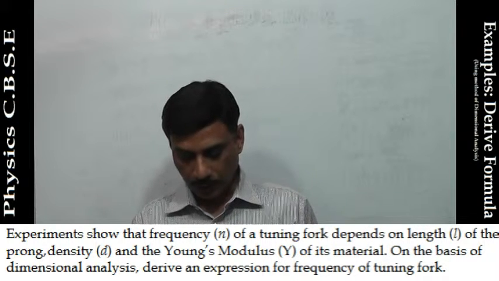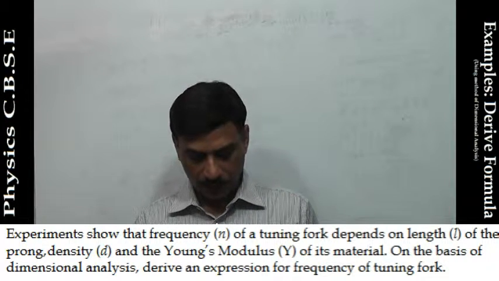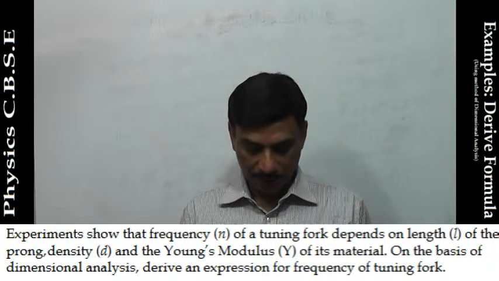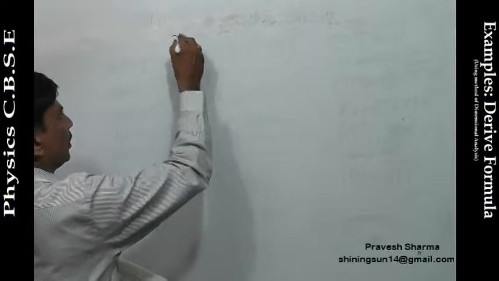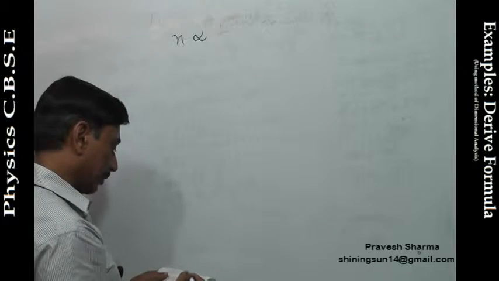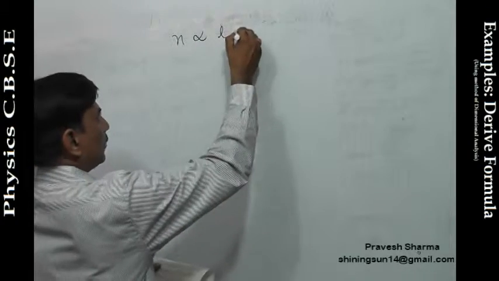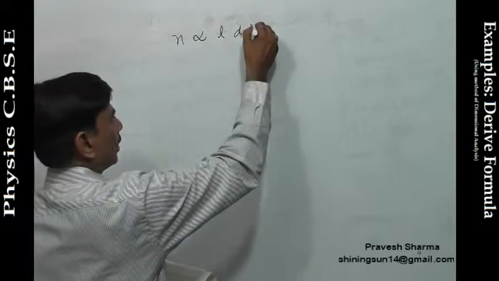The frequency n of a tuning fork depends on the length L of the fork, the density D, and Young's modulus Y of the material. On the basis of dimensional analysis, derive an expression for the frequency of the tuning fork. So it is given that its frequency is dependent upon these factors: length, density, and Young's modulus Y.